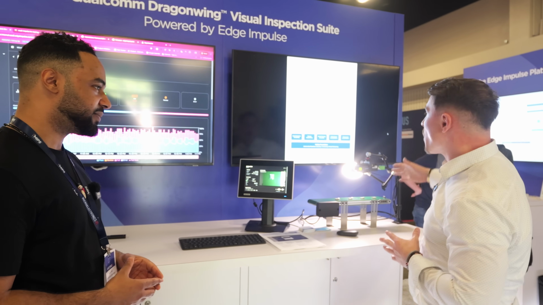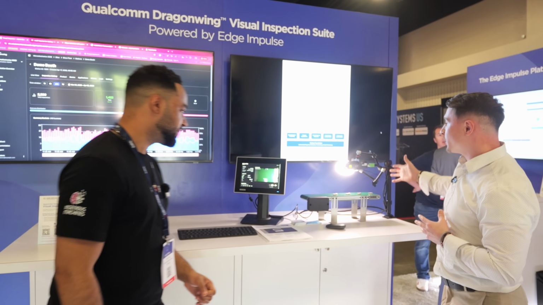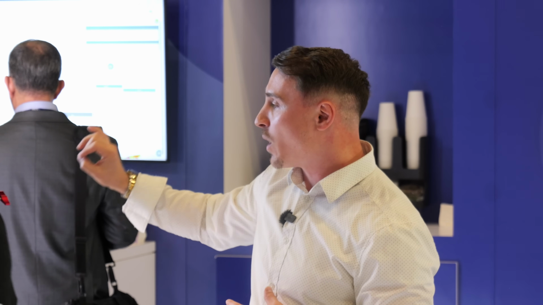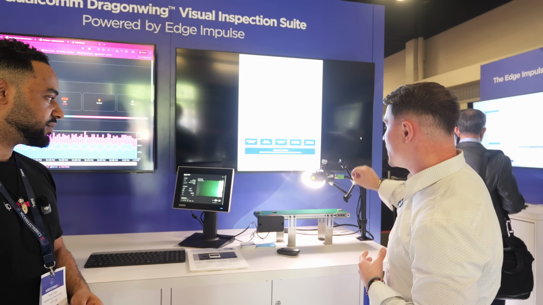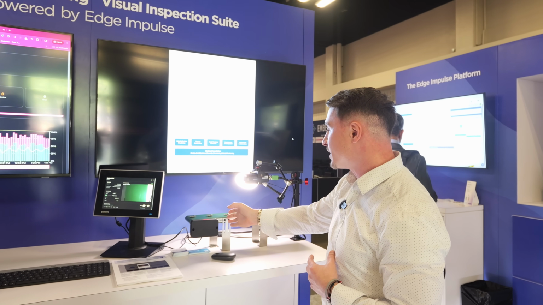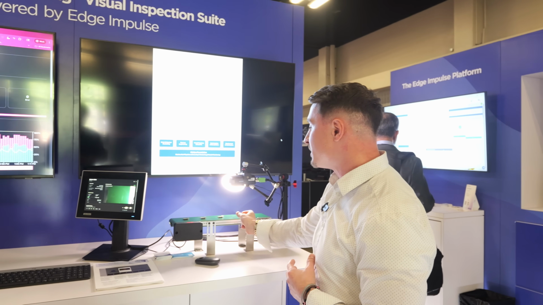So starting all the way from the right here, we have the camera. With one of our hardware partners, Advantech, we're using one of their brand new cameras, the ICAM-300. This is based on the 6490 Qualcomm chip. That's about 10 TOPS.